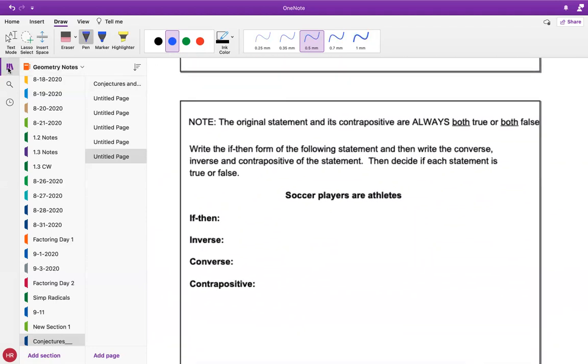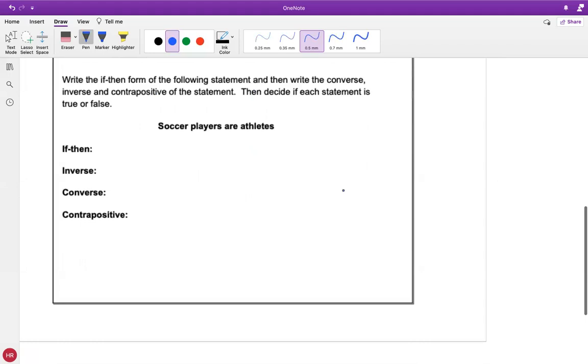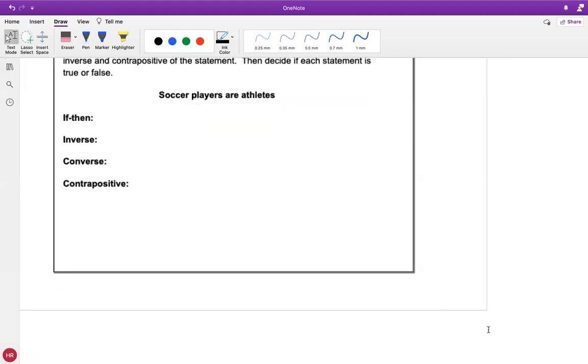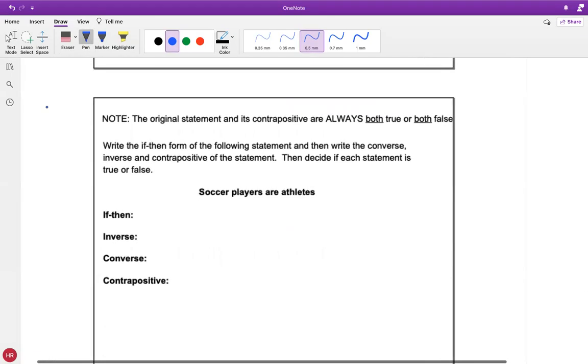So last but not least, and this is what I said before, the original statement and its contrapositive are always both true or both false. That's talking about the truth value, as in, is it true or is it false? And for the original and contrapositive, those are always the same. The original is true, contrapositive is true. If the original is false, the contrapositive is also false. Okay. So now this is the whole thing.